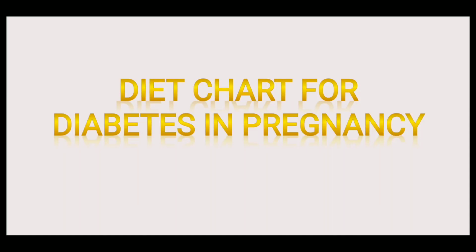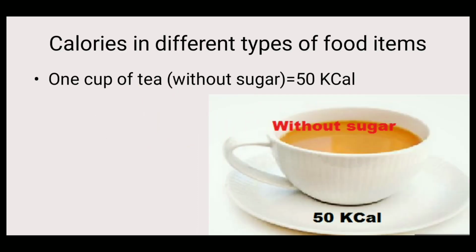We are going to discuss the diet chart for diabetes in pregnancy. When a patient with diabetes in pregnancy comes, we should advise her regarding the amount of calories needed. But in order to give her a specific chart, we need to remember how many calories are in specific food items. We can't remember each and every food item, but a few of them can be remembered.